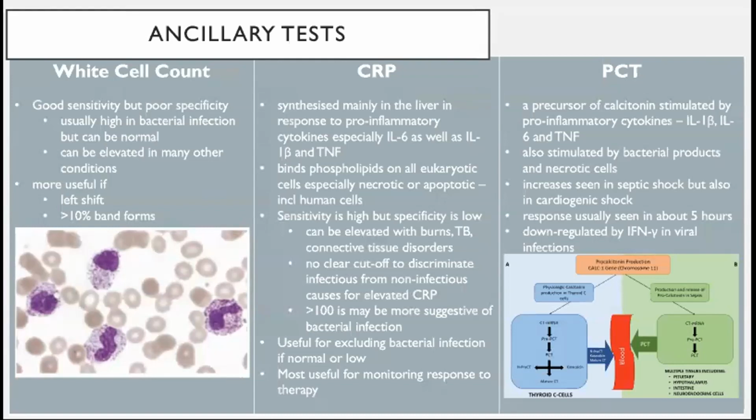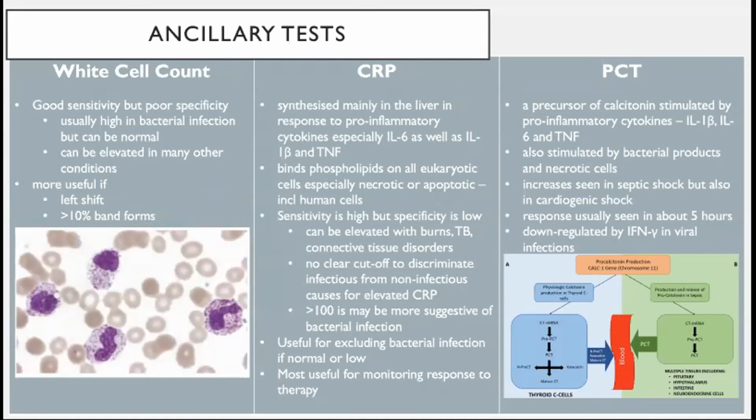It binds to phospholipids on all eukaryotic cells, especially those that are necrotic and apoptotic, and that includes human cells. So human cells that are necrotic or dying are going to bind CRP and result in elevation of CRP. Its sensitivity is high, but its specificity is low again. It can be elevated with other conditions like burns, TB, connective tissue disorders.